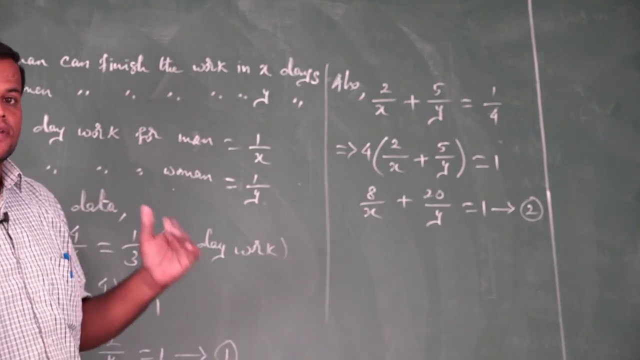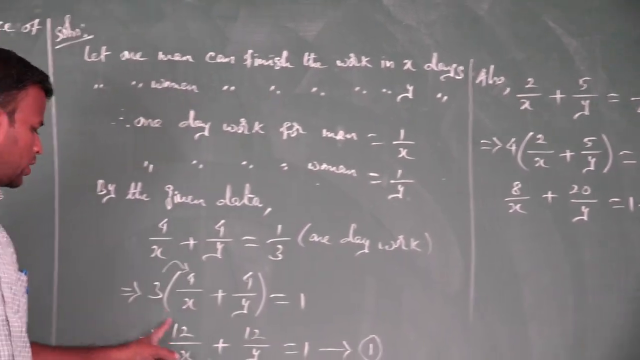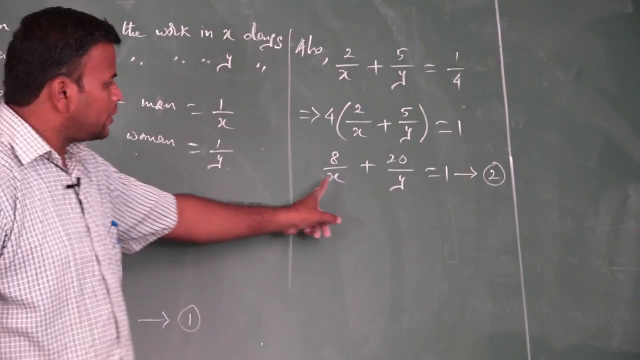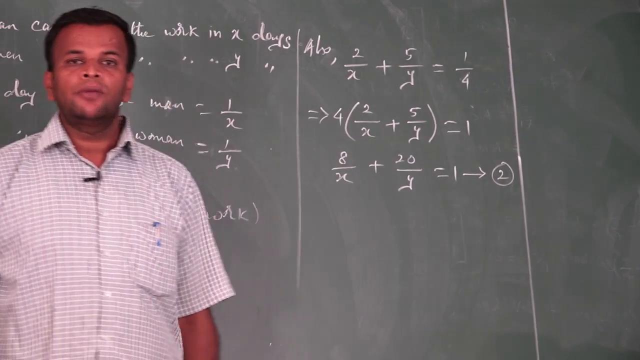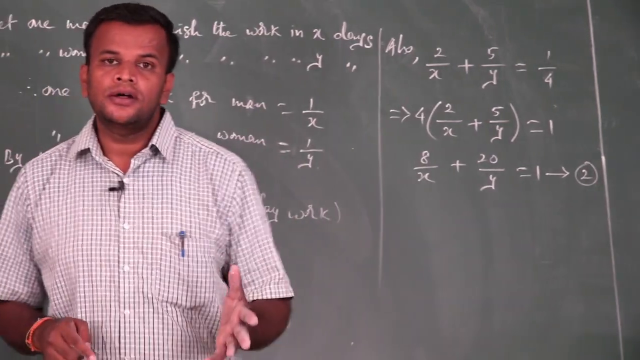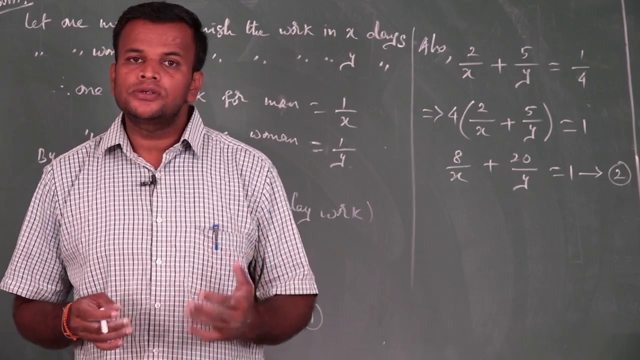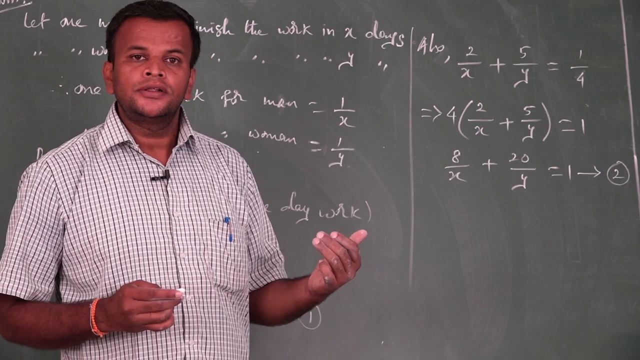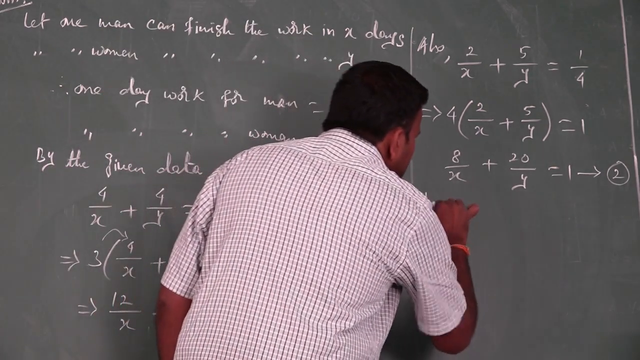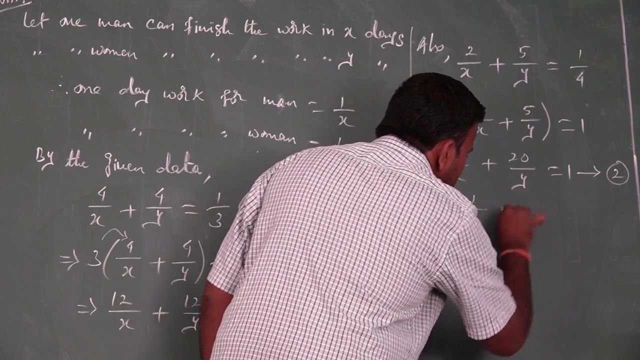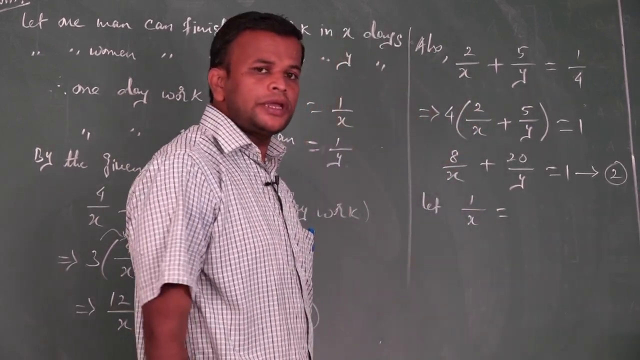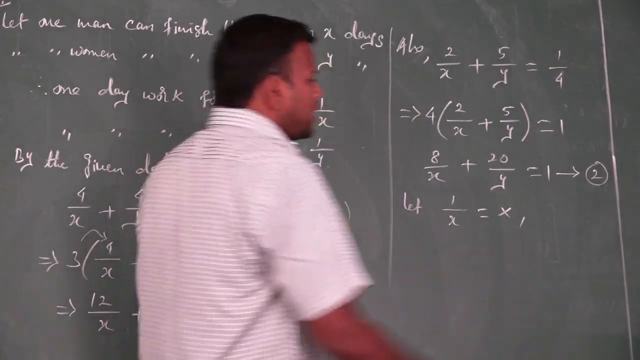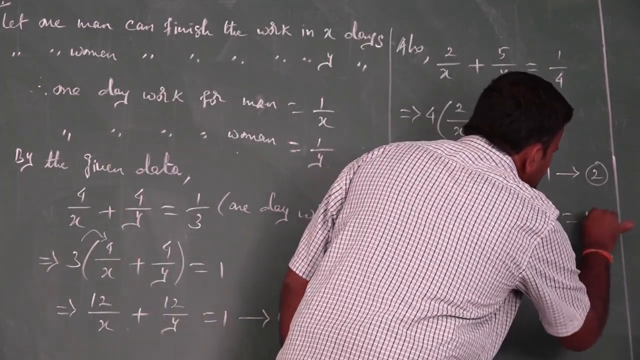Now you see the equation 1 and 2. In equation 1 our variables x and y lie in the denominator. In equation 2 also the variables x and y lie in the denominator. But in the matrix inversion method to solve, the variables x and y should lie in the numerator, but they lie in the denominator. So I will make the denominator a numerator. It is your choice, you can take any letter. I will take the value of 1 by x as capital letter X, and the value of 1 by y is equal to capital letter Y.